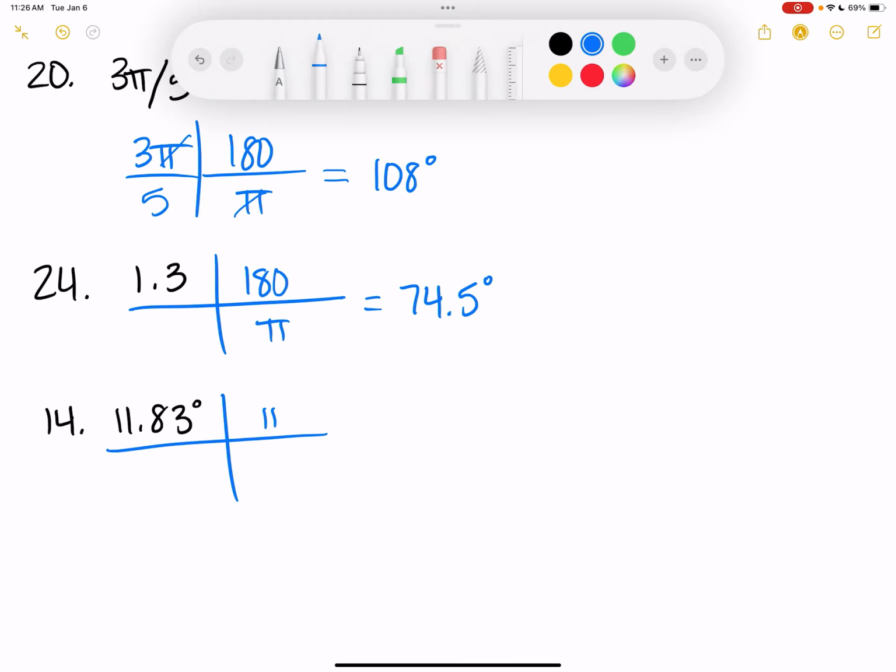So this one we just flip it. It's pi over 180 because we want degrees to cancel. If they're whole numbers, so if this was just like 11, I would try to reduce this as much as possible or leave it as 11 pi over 180. But since it has the decimal, you're probably just going to have to give me a decimal answer for your radians. And just make sure you write RAD for radians so that we know what units it's in. 0.206.